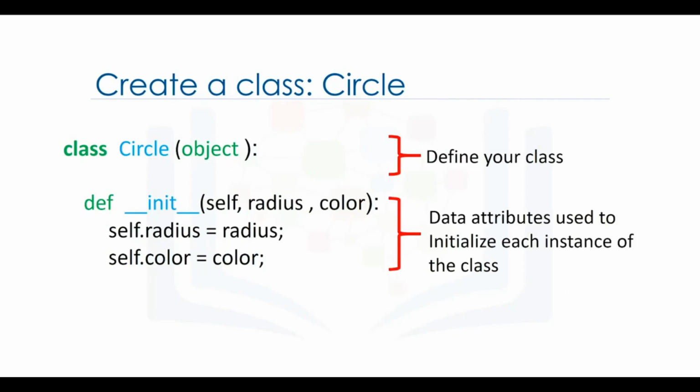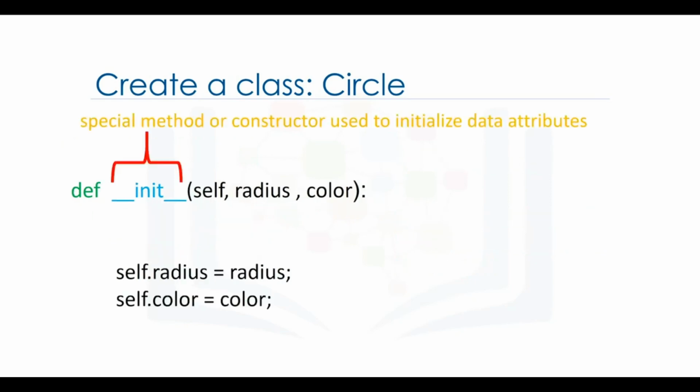We then initialize each instance of the class with data attributes, radius, and color using the class constructor. The function __init__ is a constructor. It's a special function that tells Python you are making a new class. There are other special functions in Python to make more complex classes. The radius and color parameters are used to initialize the radius and color data attributes of the class instance.